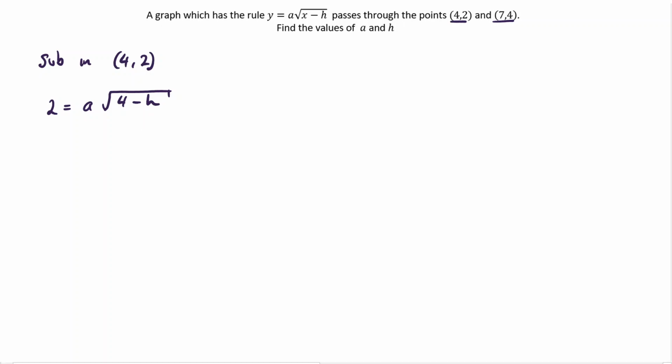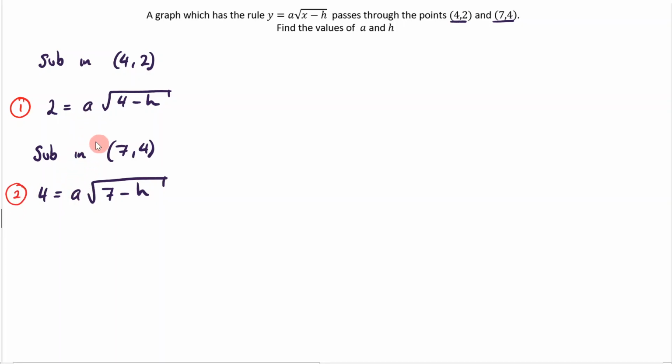I'm going to label this equation 1. Then I'm going to sub in my other point, (7, 4). So into my y spot, I'm going to put a 4, and into the x spot, I'm going to put a 7 minus h. Again, I'm going to call this my equation 2. What I've done is I've created simultaneous equations, this one and this one. So the next thing I need to do is solve simultaneous equations.